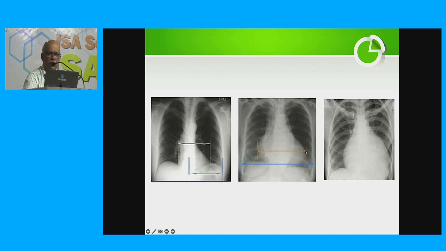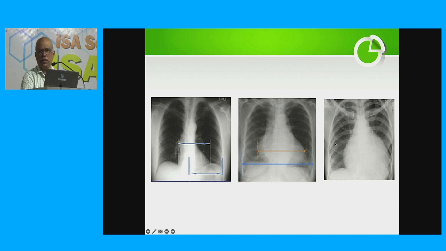Probably this is not a left ventricular type. It's a biventricular enlargement. It can be due to any cardiac disease, cardiomyopathy, or an improperly positioned film can also have such a picture. And you can see the difference of these two. This is also cardiomegaly. The CT ratio is high. Can you make out the difference between the second and third films?